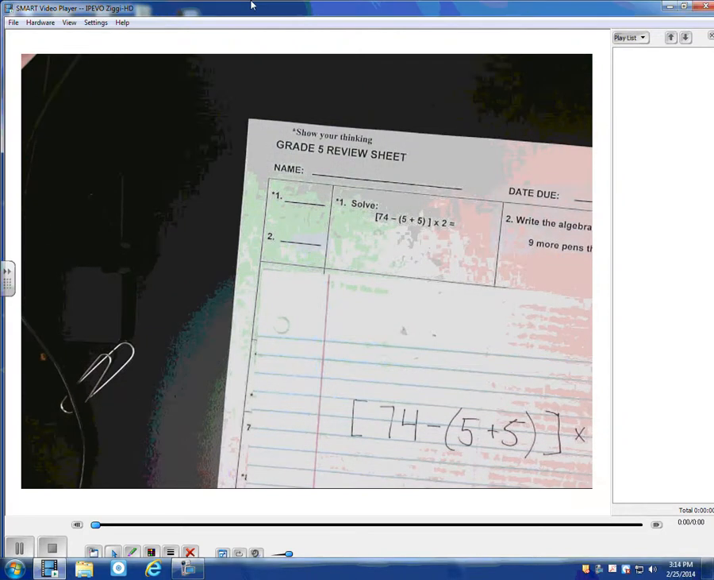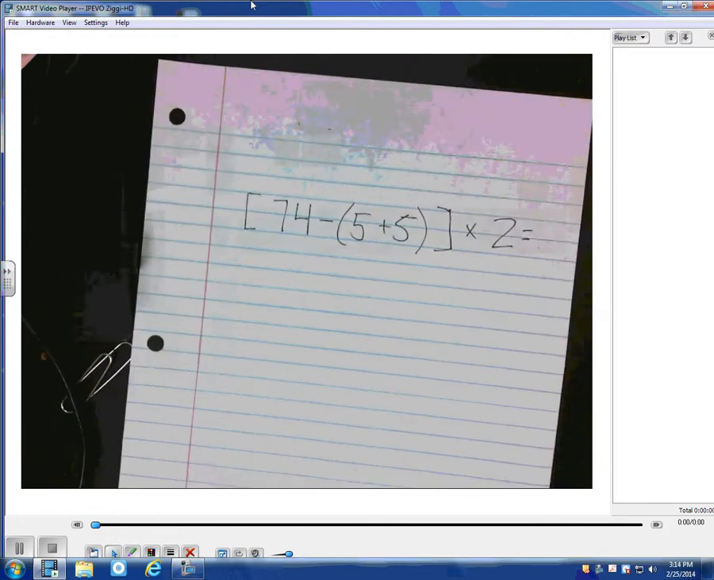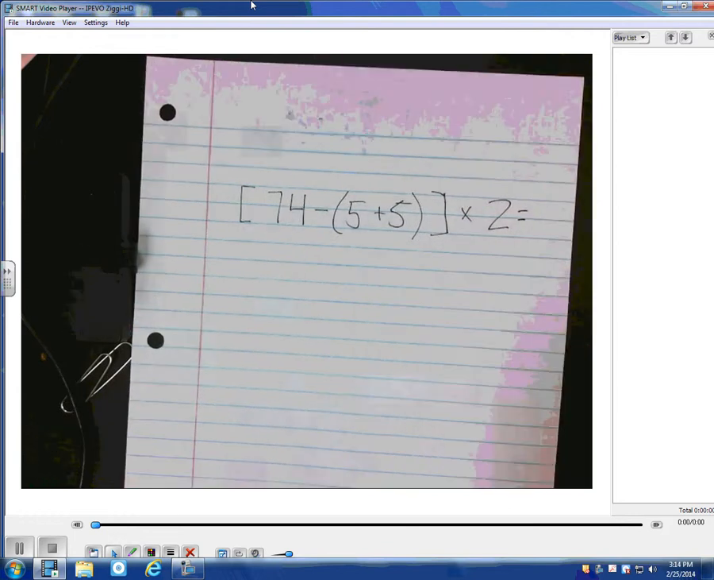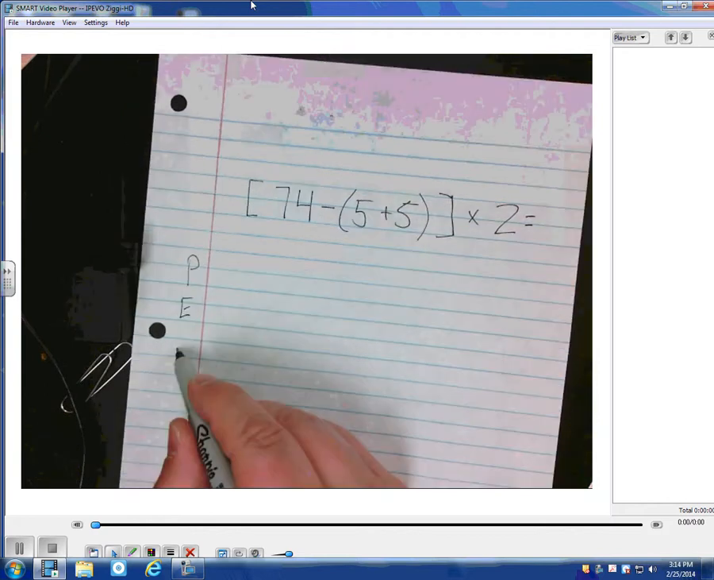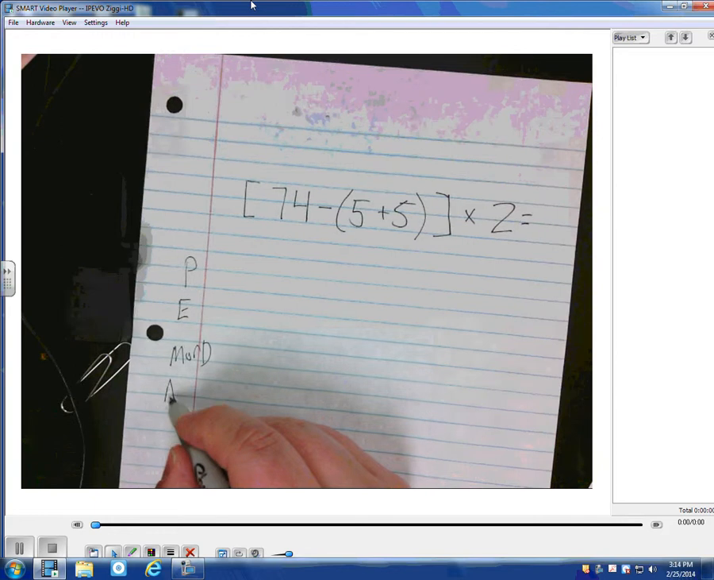Okay, let's look at number one of the math review sheet, week 21. Number one is just an order of operations problem. We've had these over and over. I'm not going to do the whole thing for you, but just remember when you're doing this, we always do our parentheses first. So we do parentheses, then exponent, then multiplication or division, then addition or subtraction.